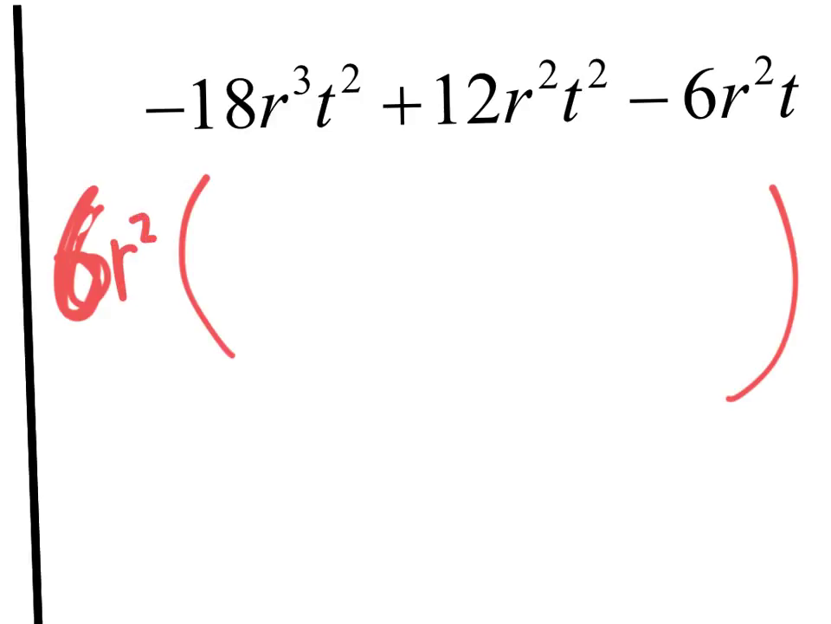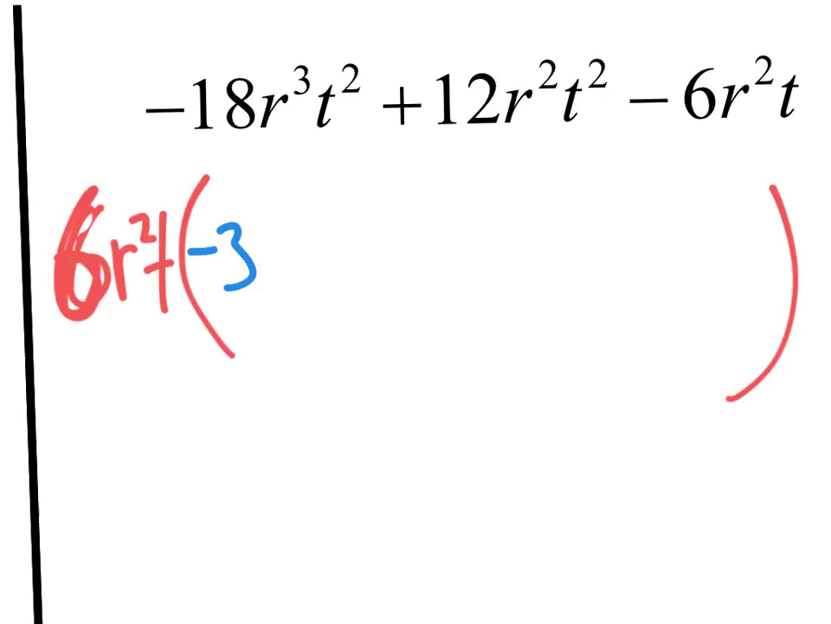And how about T's? Well, I have 2 T's here, 2 T's here, and 1 T over here. The greatest amount of T's I could pull out from all of them simultaneously would just be 1 T. So your GCF is 6R squared T. So what would be left on the inside? It's as easy as this. 6 times what gets you negative 18?